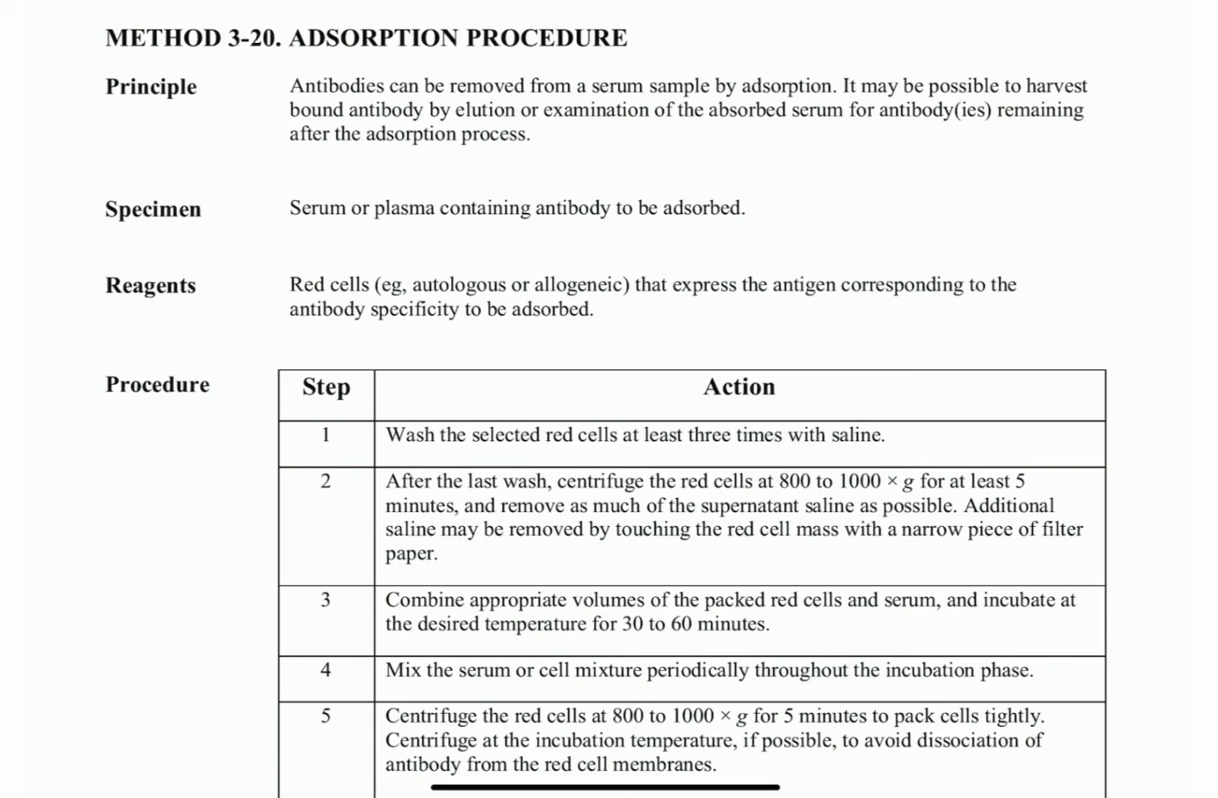The specimen you'll need is serum or plasma containing an antibody that you'd like to adsorb, and the red cells should express antigen corresponding to the antibody. You may have autologous red cells, meaning from the patient, or allogeneic, meaning from other donors or reagents.